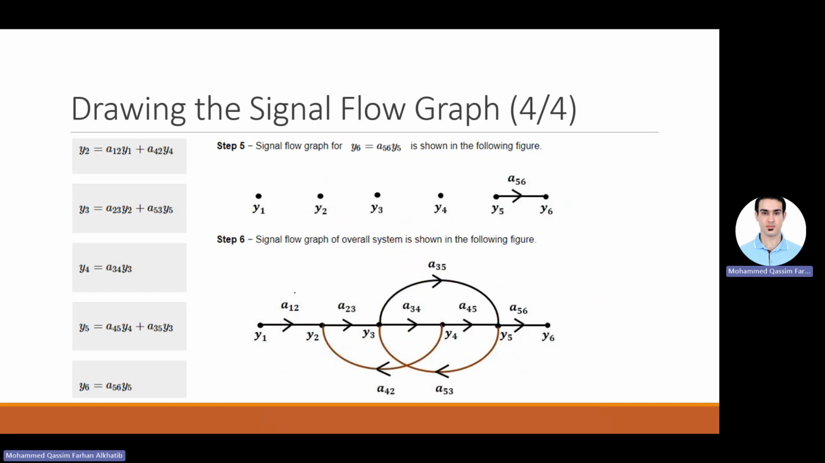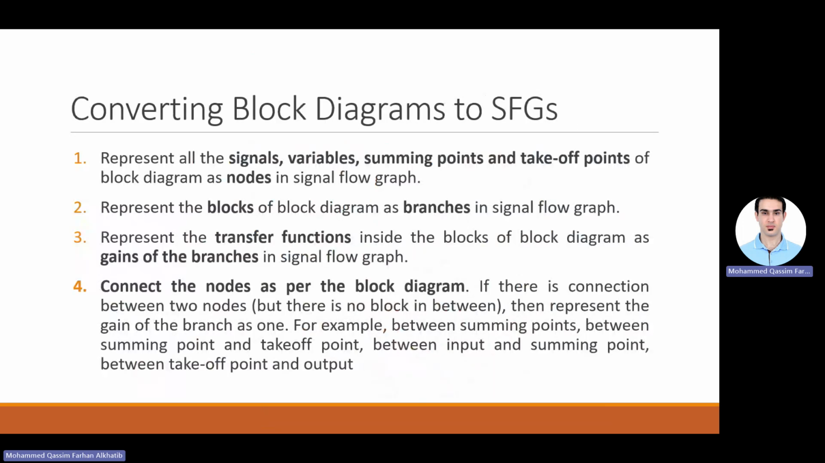All right, so here are the steps. We've done them. So it's pretty straightforward. Again, the location of the branches upward or downward is not an issue. Now, how to convert the block diagram into a signal flow graph: represent all signals, variables, summing points, and take-off points. Now we are talking about what you just said. If we have a summing point with a positive input and a negative input, how will that be reflected in a signal flow graph? So represent all signals, variables, summing points, take-off or pick-off points of the block diagram as nodes in the signal flow graph, and represent the blocks of the block diagram as branches in the signal flow graph.